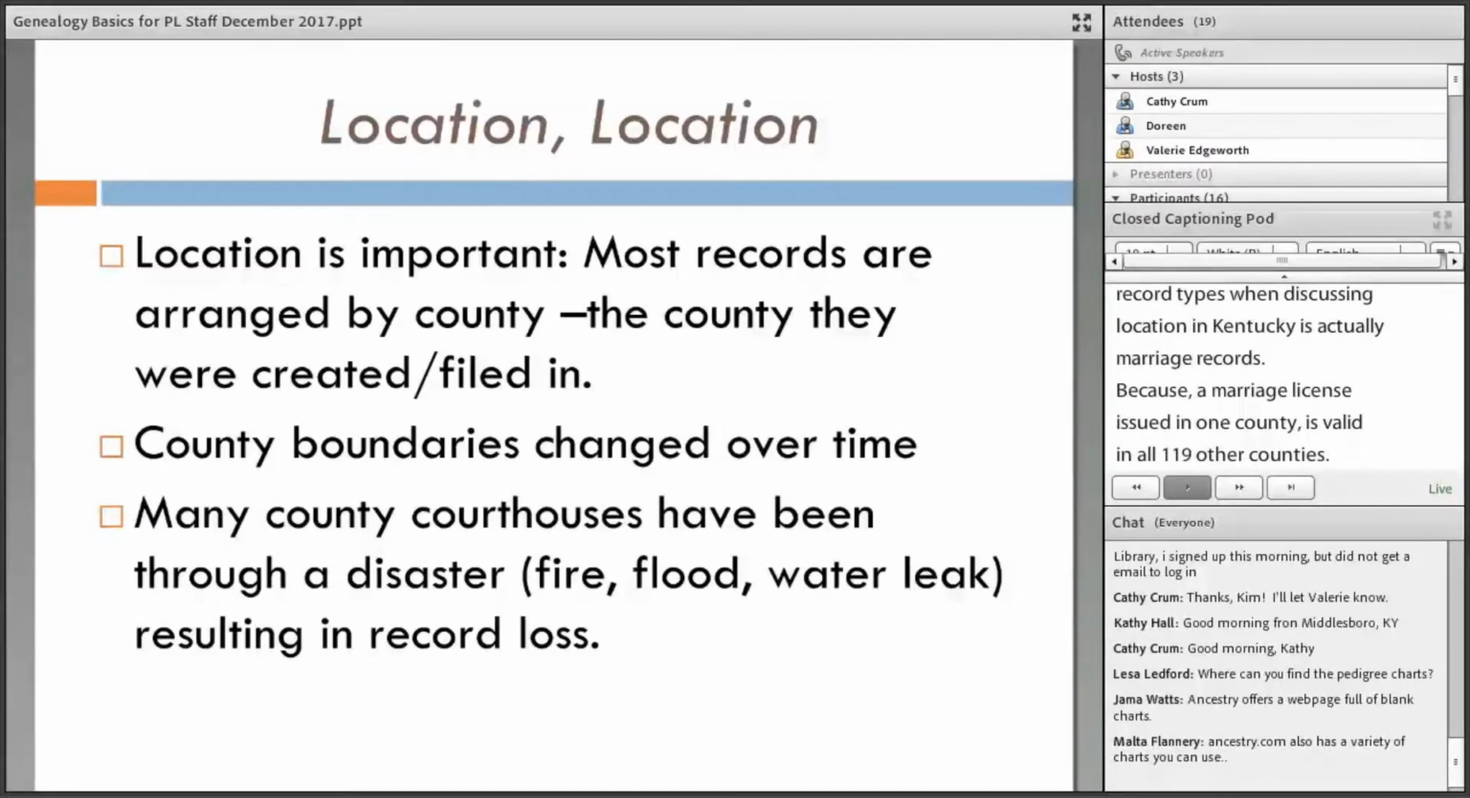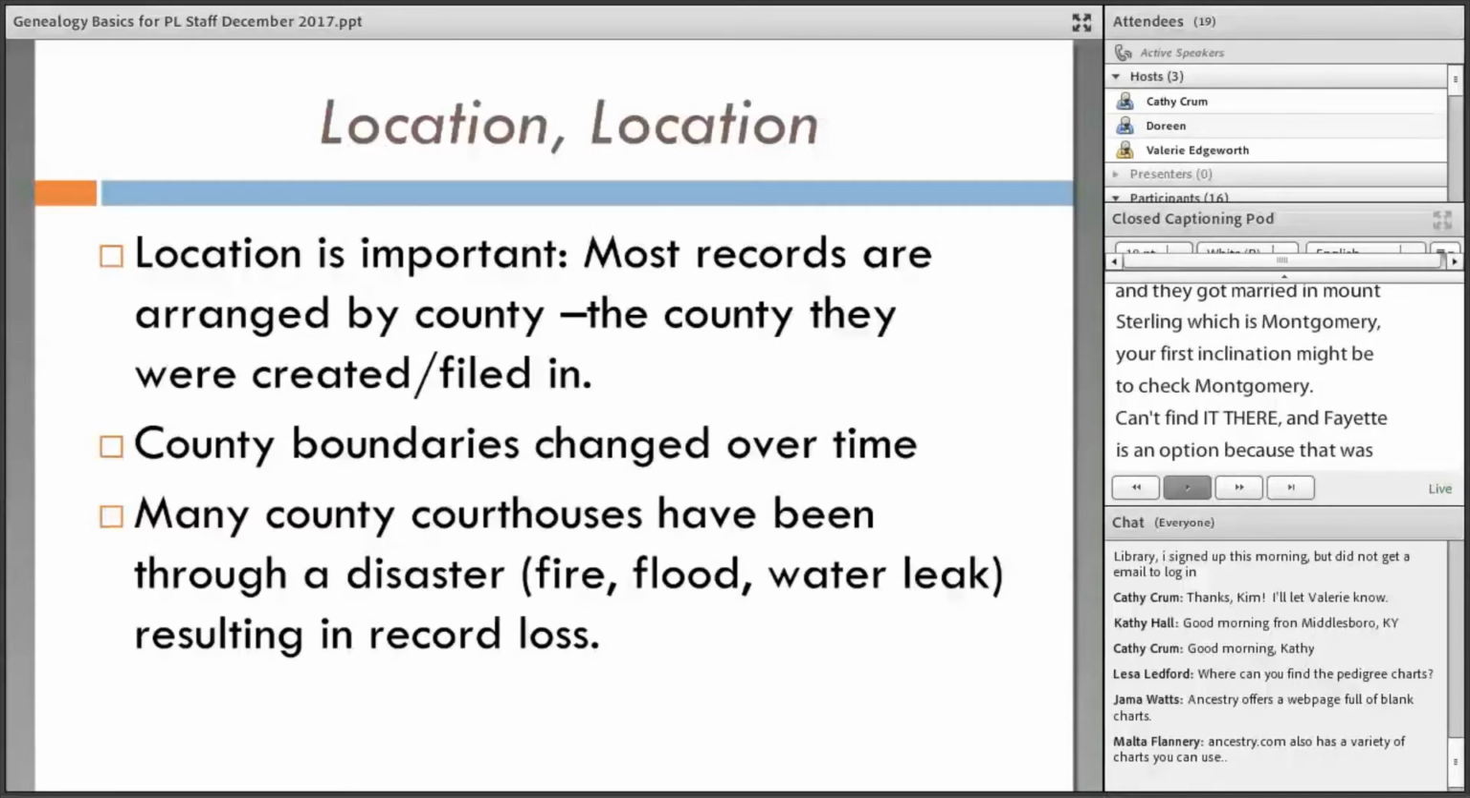So if you have a bride and groom, and the bride is from Fayette County, but the groom is from Boyd County, and they got married in Mount Sterling, which would be Montgomery County, your first indication might be to check Montgomery County, and they're like, well, no, can't find it there. Then Fayette County would be an option because that was the home county of the bride. Boyd County might be your third option to think about because that was the home county of the groom.